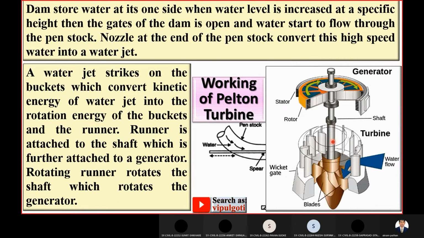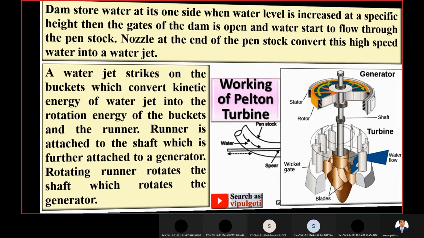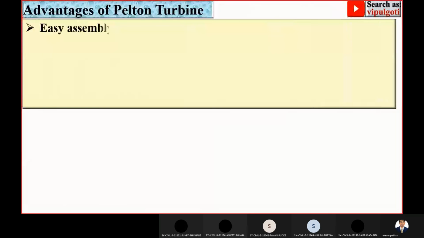So look again here, the water which is coming out through the penstock is impacted in the form of a water jet on the buckets of the turbine, and the turbine will rotate.